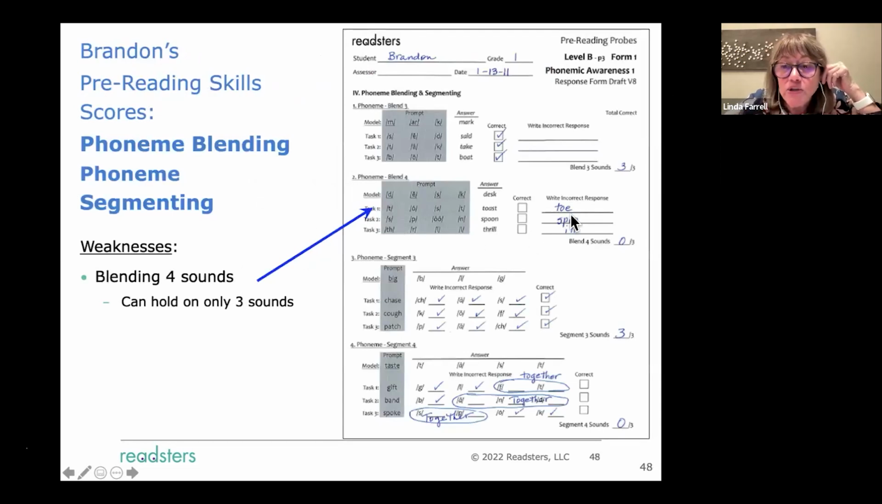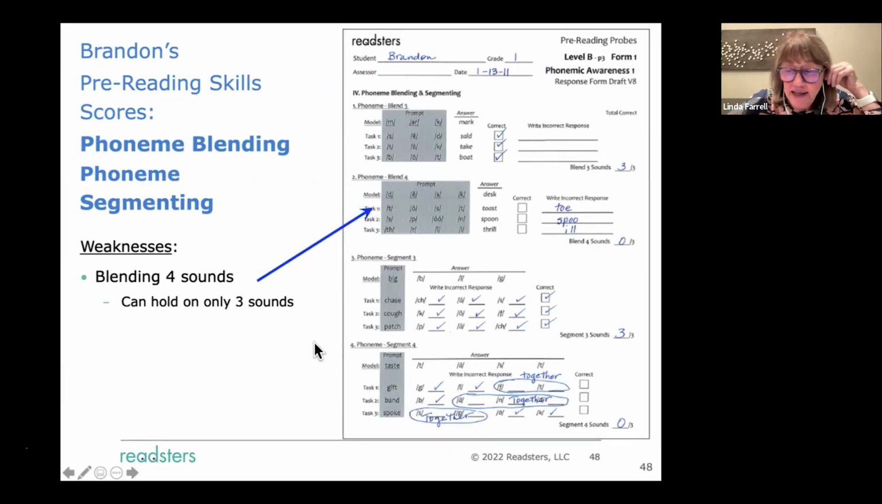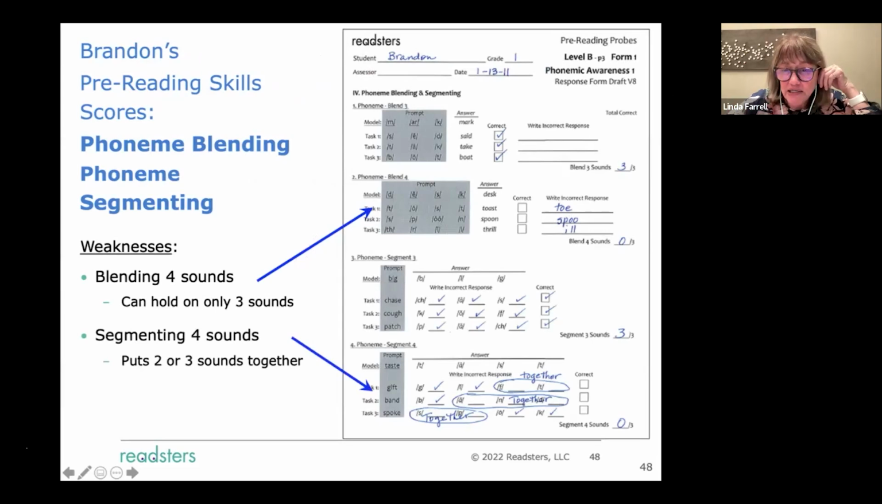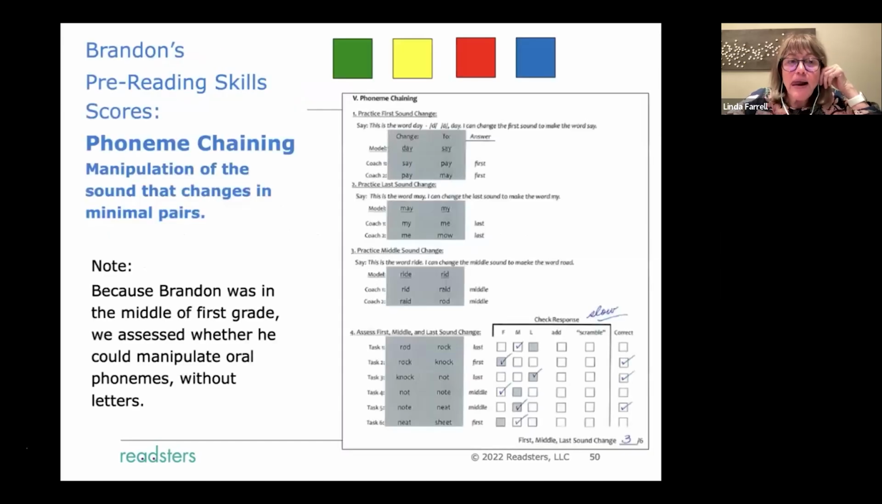He can only hold 3 sounds when he blends, which is fine for a kindergartner when they learn, but a first grader is going to have to real quickly get to blending 4 sounds with letters. So we're going to need him to be able to do that without letters. And the same thing, he couldn't segment 4 sounds. So we're going to work on that also. He can't blend or segment 4 sounds.